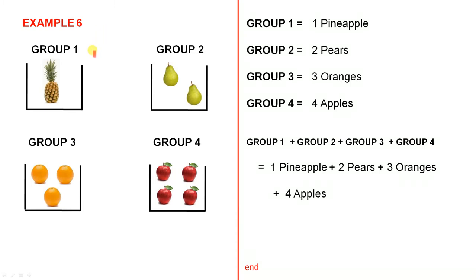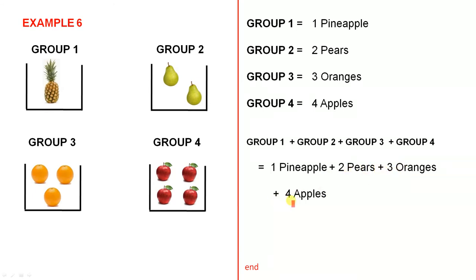The last example, we have Group 1, Group 2, Group 3 and Group 4. Group 1 has 1 pineapple, Group 2 has 2 pears, Group 3 has 3 oranges, and Group 4 has 4 apples. Group 1 plus Group 2 plus Group 3 plus Group 4 is 1 pineapple plus 2 pears plus 3 oranges plus 4 apples.